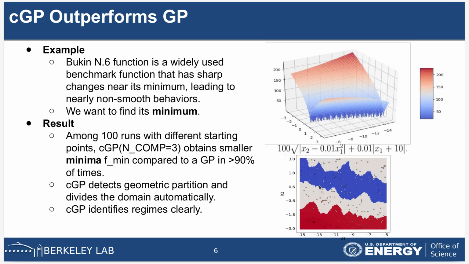Here, let's look at an example, the famous Bohachevsky number 6 function. In this function, its minimum is hidden in the valley, which is surrounded by a lot of wiggly parts of the function. So you can see here that our CGP model actually identifies this regime pretty well with only roughly 80 or 90 samples. And then it's beating the simple GP surrogates over 90% of the times.